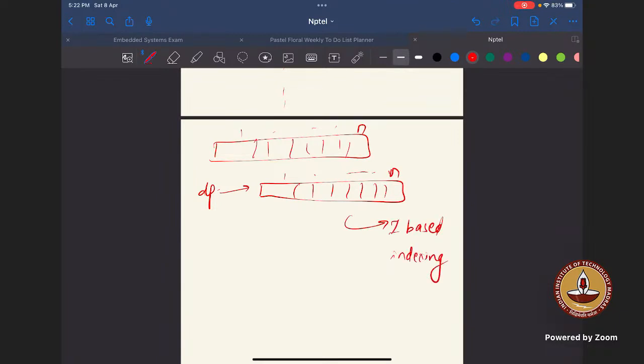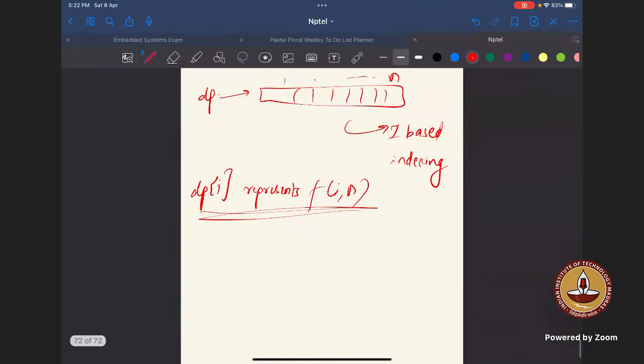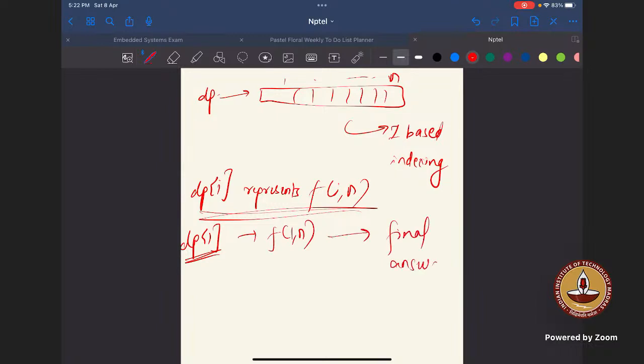What can we say? If dp of i represents f of i comma n, then what will dp of 1 tell us? Dp of 1 will represent f of 1 comma n, which was the final answer, right?